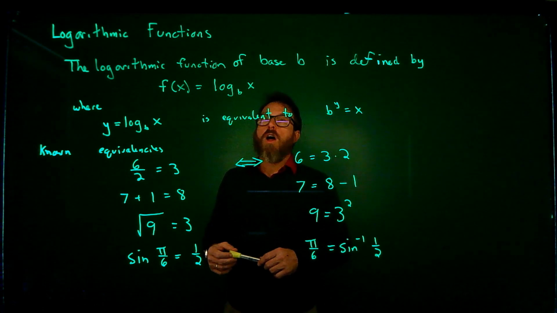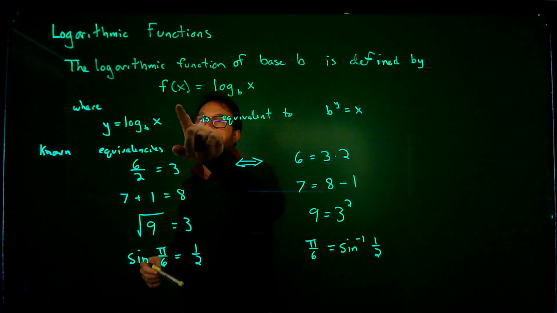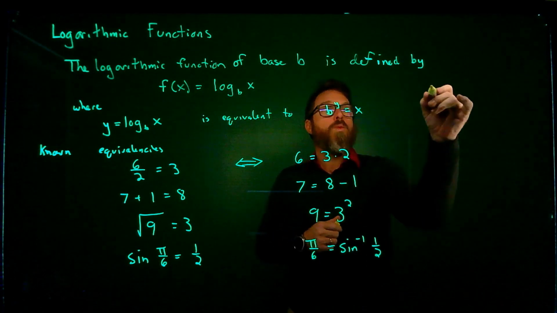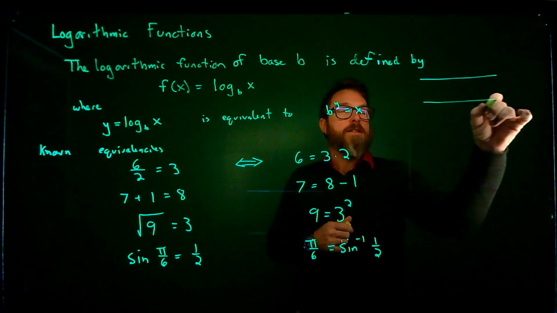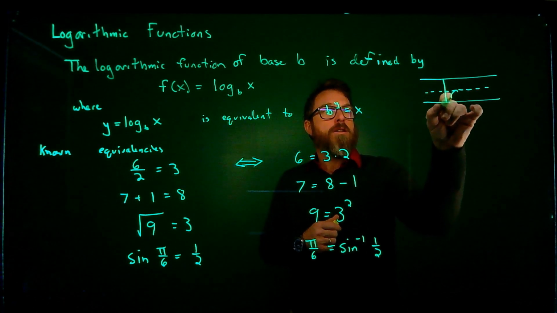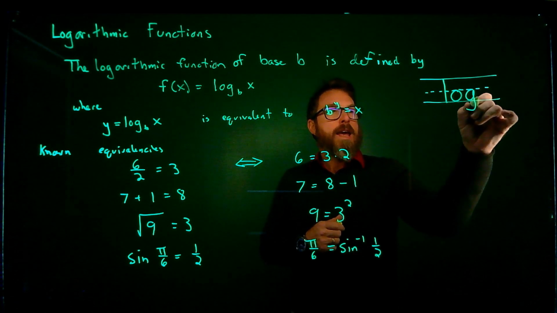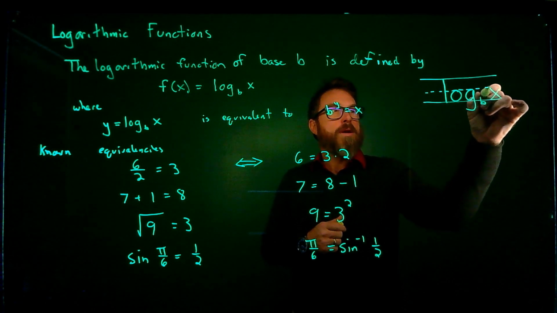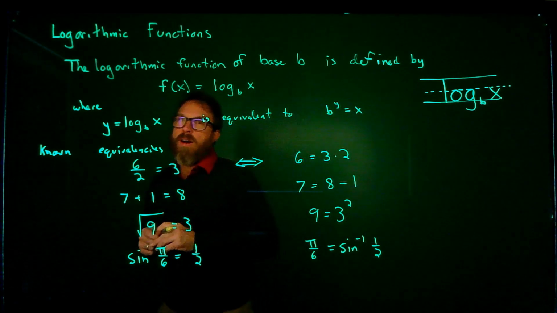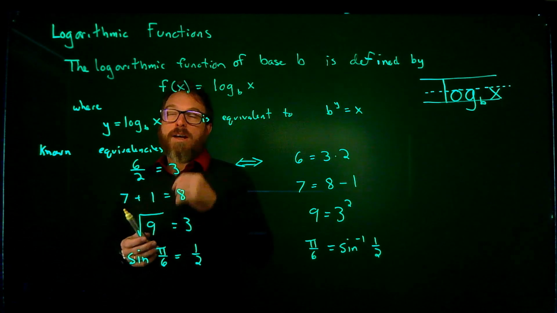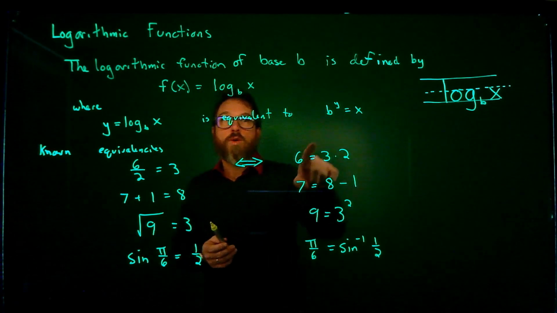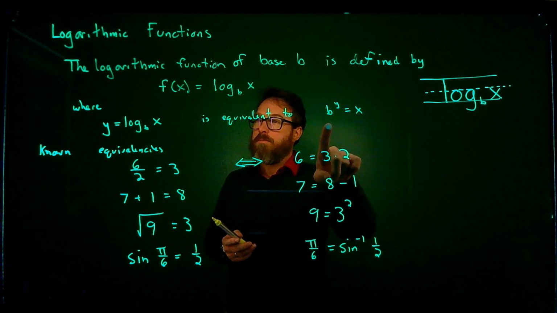So the logarithmic function of base b is defined by f of x is equal to the log base b of x. Now if you want to know how to write this, let's take this back to grade school. The logarithm is written as log, and the base is a subscript. So that's how you would write the log base b of x. Now the log base b of x is defined by this equivalency: if y is equal to log base b of x, this is equivalent to b to the y is equal to x.